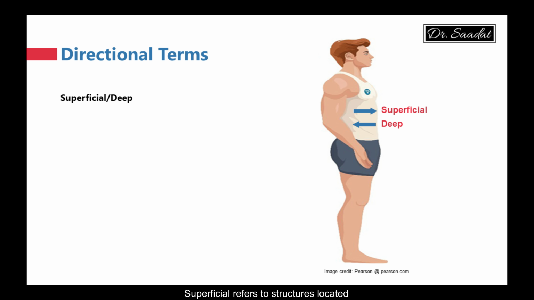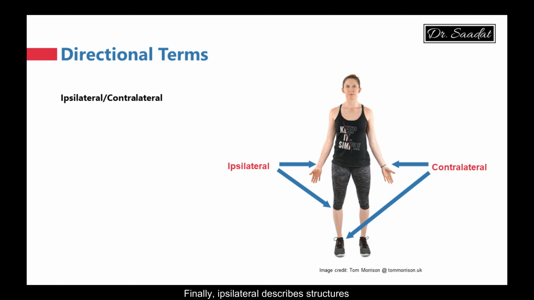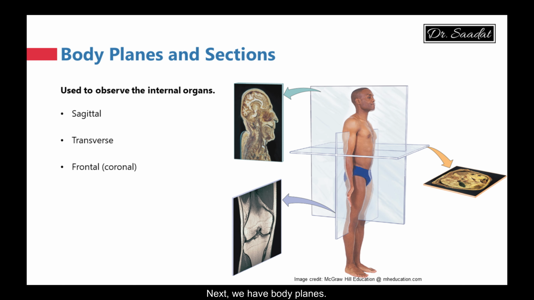Superficial refers to structures located near the surface of the body, while deep refers to structures located internally within the body. Examples: skin is superficial compared to the muscles, and bone is deep compared to skin. Finally, ipsilateral describes structures on the same side of the body, while contralateral describes structures on the opposite side of the body. For example, the right arm and right leg are ipsilateral, while the right arm and left leg are contralateral. Next, we have body planes.